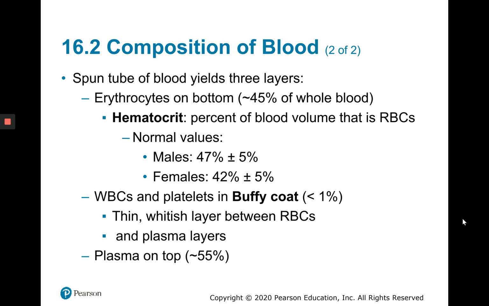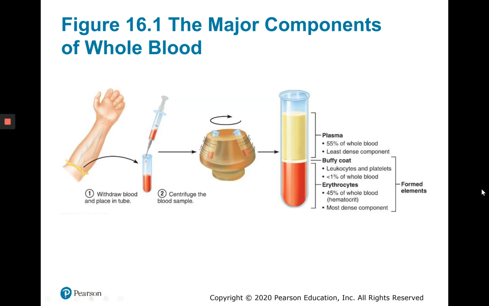And then the majority of spun blood is going to be made up of plasma, and plasma is the lightest and will be found at the top of a spun tube of blood, about 55% of the sample. So here we can see that in figure 16.1. We have plasma at the top, the buffy coat in the middle, and erythrocytes at the bottom. So we have all the formed elements found within the buffy coat and the erythrocyte percentage, or hematocrit. Because erythrocytes are red blood cells, the buffy coat contains the other two types of cells, leukocytes and platelets.